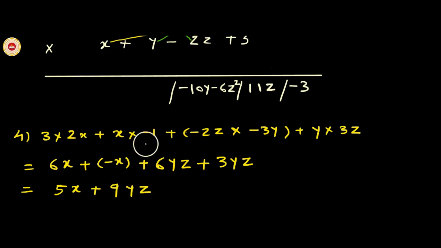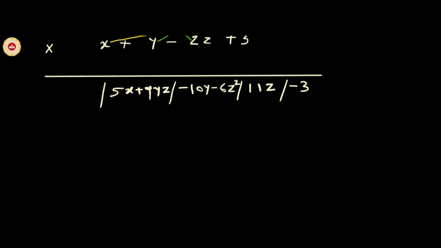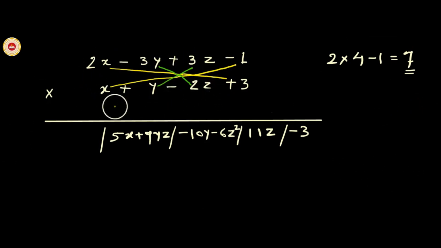So 5x plus 9yz is the fourth part. So write 5x plus 9yz. Draw a slash. So friends, we have covered all of these 4 columns. Now the exclusion phase begins. Let me erase these lines. Now friends, it is time to exclude the first column from the right side and consider these last 3 columns.